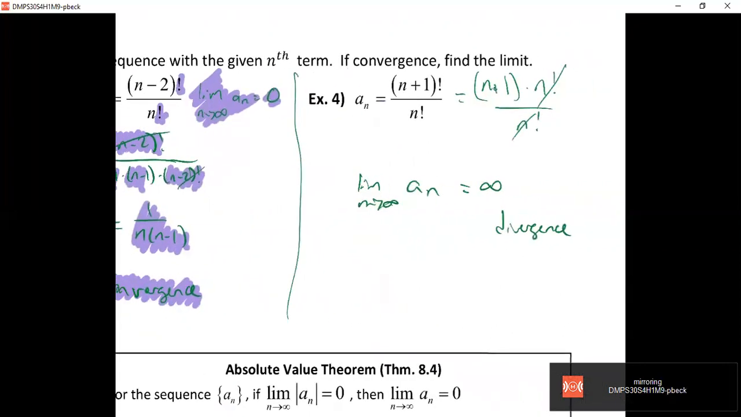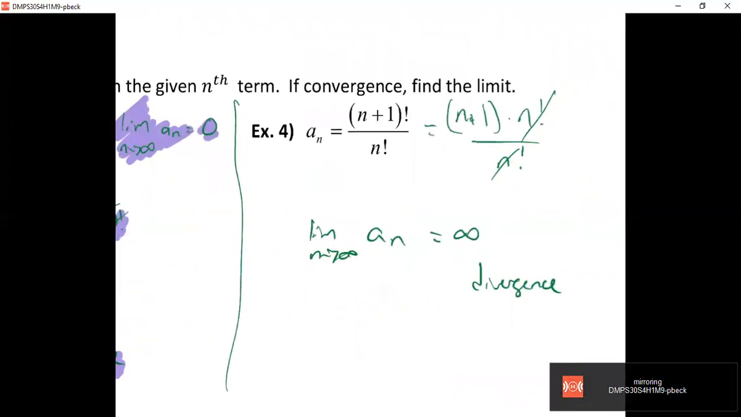Problem number 4, same kind of idea. So if we take n plus 1 factorial over n factorial, we're going to break that n plus 1 factorial into n plus 1 times n times n minus 1 times n minus 2, et cetera. But we typically will stop where we have the other factorial that are the same. Those reduce. So now we have the limit as n approaches infinity of, really, it's just n plus 1, which that limit is going to be infinity. Since the limit does not exist, we have a diverging sequence.